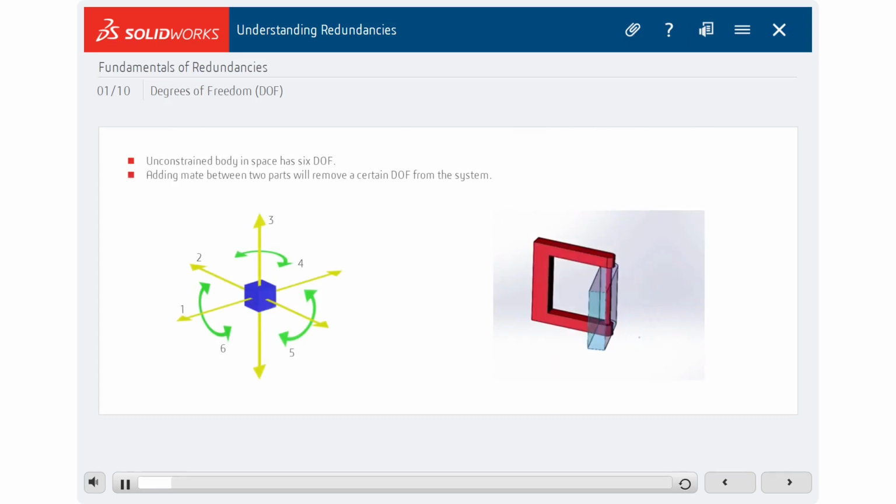Any unconstrained body in space has 6 degrees of freedom, 3 translations and 3 rotations about the x, y, and z axes. When we connect rigid parts together using mates, each mate removes a certain number of degrees of freedom from the system. For example, a hinge mate between 2 parts will remove 3 translational and 2 rotational degrees of freedom, which means it will remove a total of 5 degrees of freedom. This also means that a hinge mate will allow 1 rotational degree of freedom.